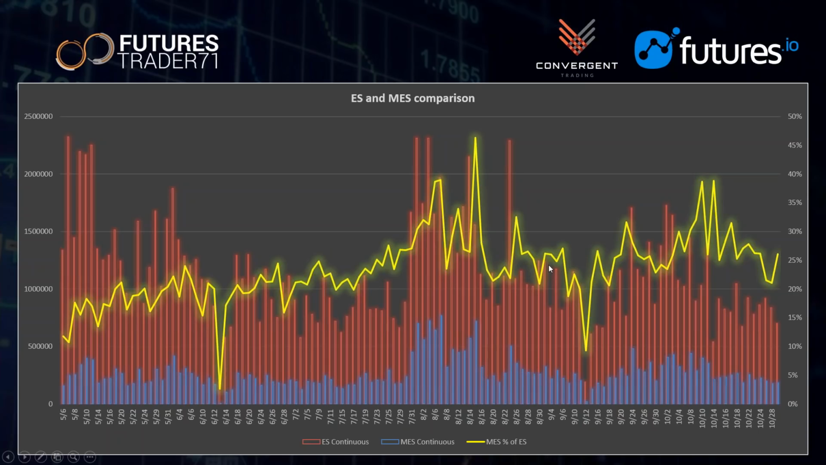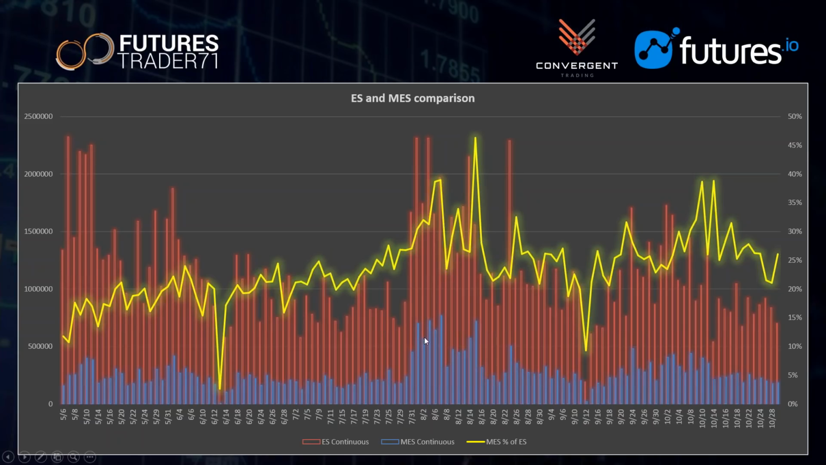The yellow with the glare, the blinding glare, is actually the percent that the micros trade as a function of the ES. So on this peak right here, they're at 39%. This product reaches its 6-month anniversary or birthday next week, next Tuesday or something like that. And it's already trading somewhere around 30 to 40%.